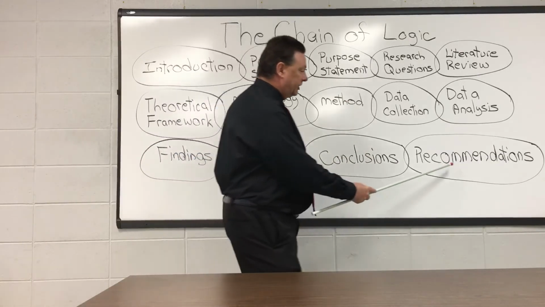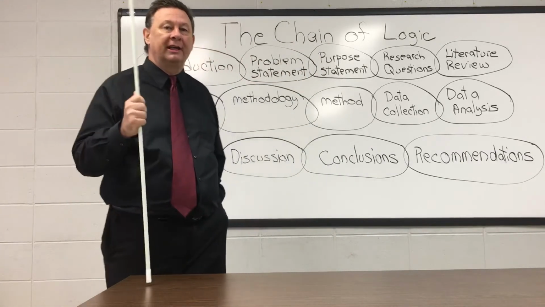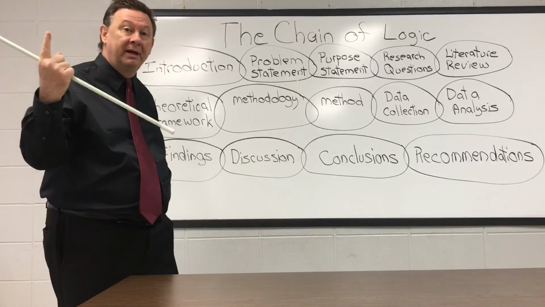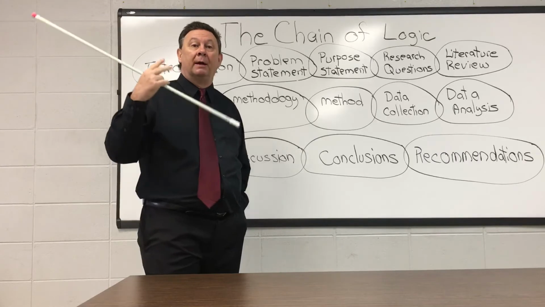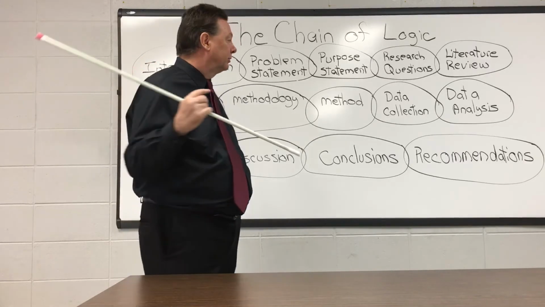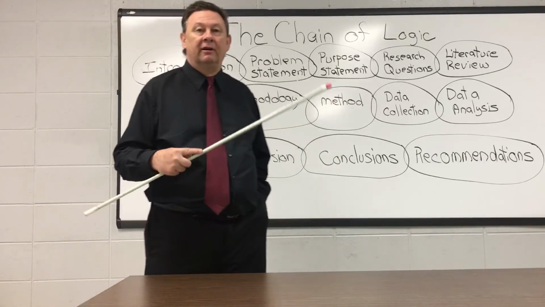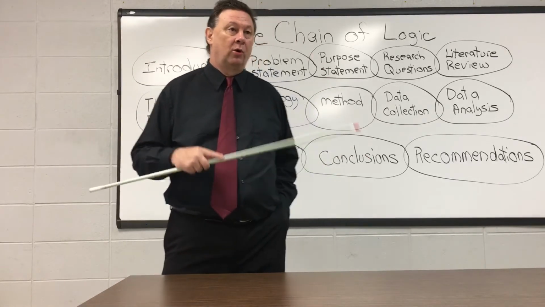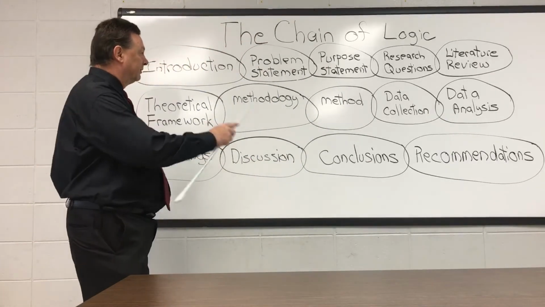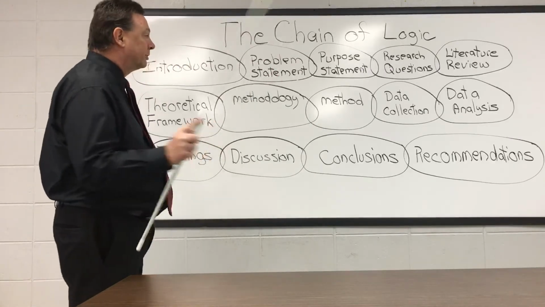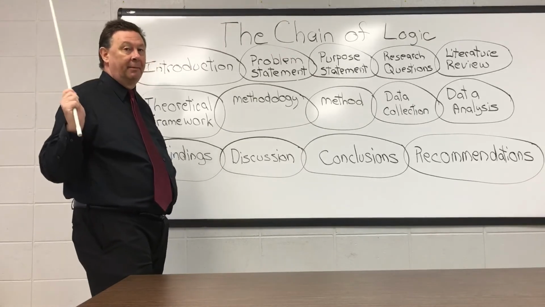And then the final link in the chain of logic is recommendations. Recommendations normally fall into three categories. One would be a recommendation for future research. Another would be a recommendation for policymakers and stakeholders, and then a final recommendation would be for participants or for those who are practitioners in the field of study. Important. Your dissertation is going to be judged by one criterion primarily.